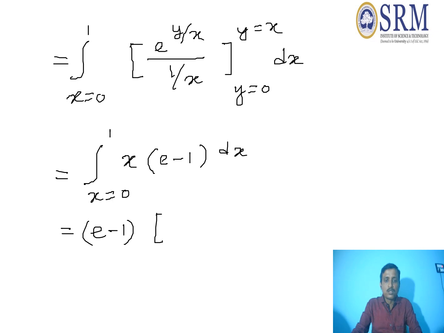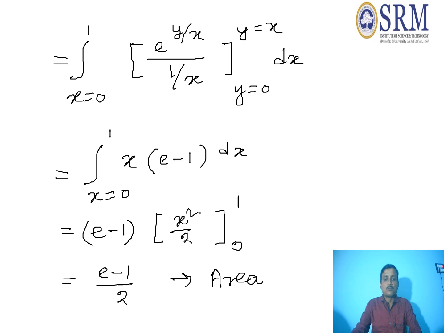Now you do the integration with respect to x. That means it is x square by 2, and the x limits are x is equal to 0 to 1. So what you are getting is the required area. If you substitute the limits clearly, first x is equal to 1, that means half, and minus 0, that means 0 will not come. So you are getting e minus 1 by 2, and this is your required area.